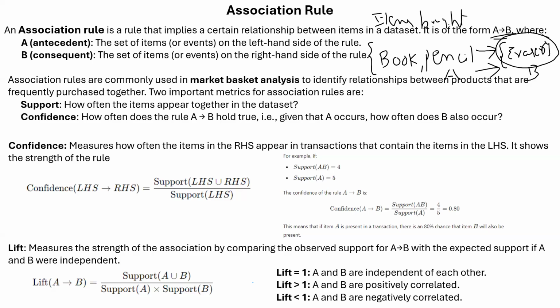An association rule is a rule that implies certain relationship between the items in a data set. It is of the form A implies B, where A is the antecedent and B is the consequent. Antecedent means the set of items on the left hand side of the rule, and consequent means the set of items on the right hand side of the rule. Antecedent means if this happened, what is the consequent?